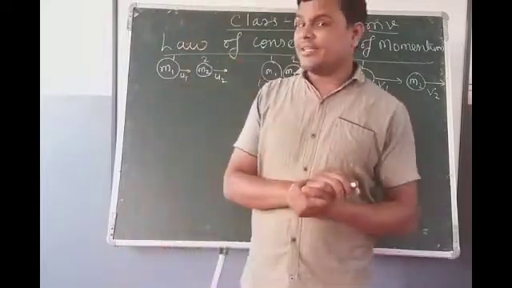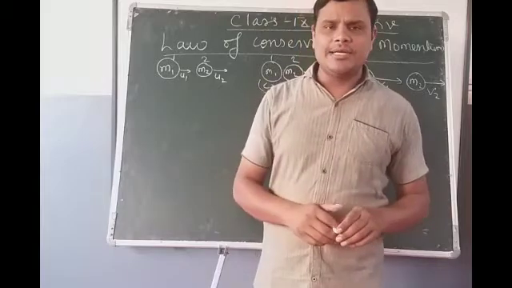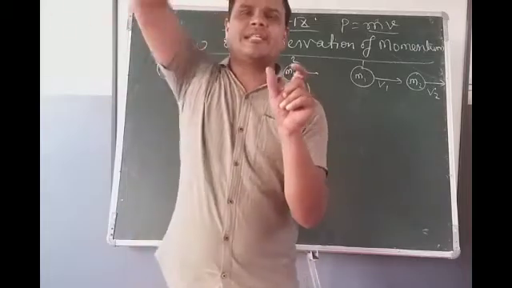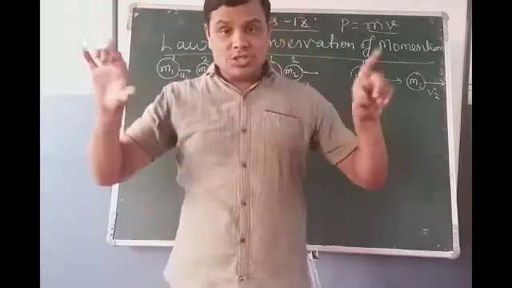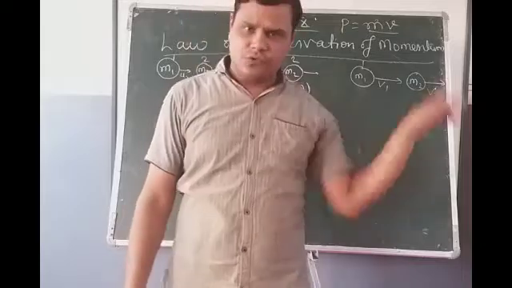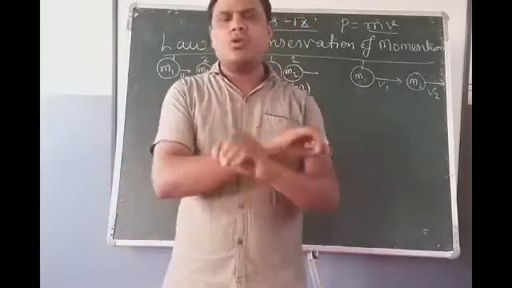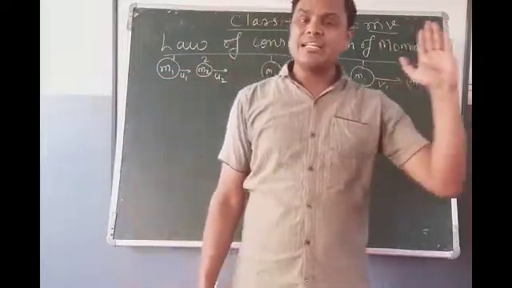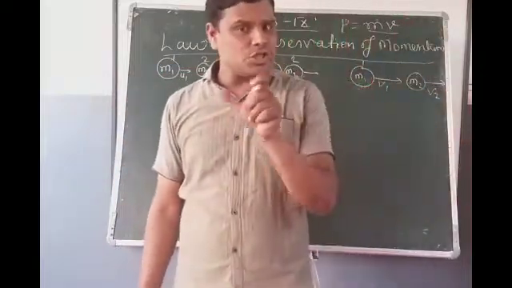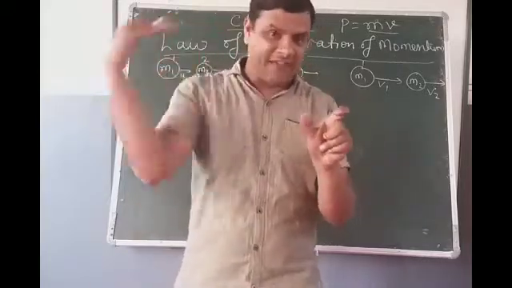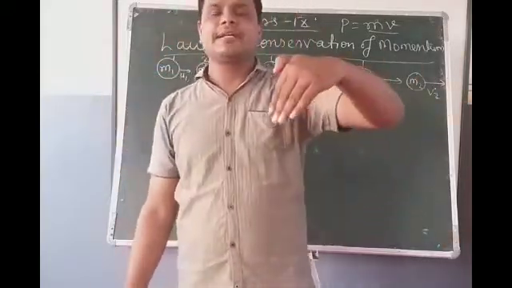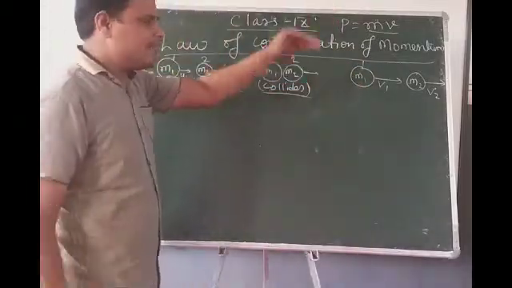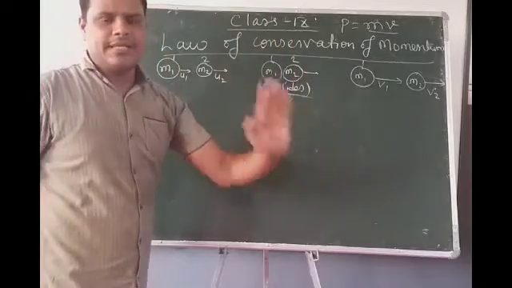Now you might be thinking, what do you mean by an isolated system? A system which is not affected by any external factor. It means no external factor or force like friction, gravity or any other type of force exists. That is known as an isolated system. The system in which no external force can affect it or any external effect can occur is known as an isolated system. In an isolated system, the total momentum remains conserved.